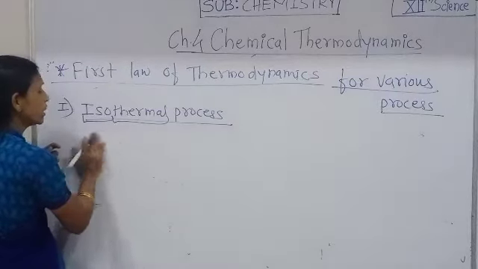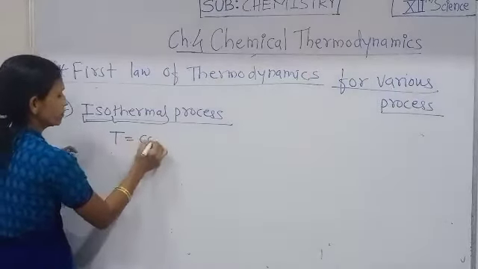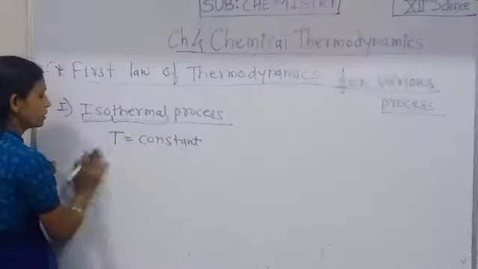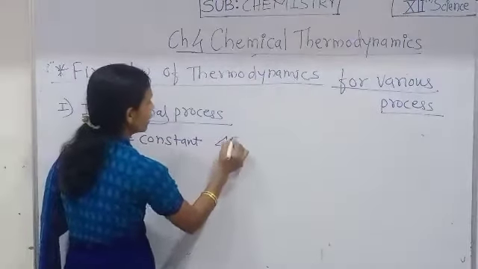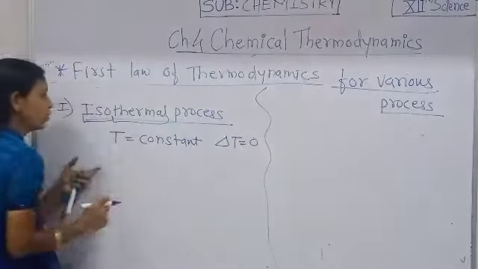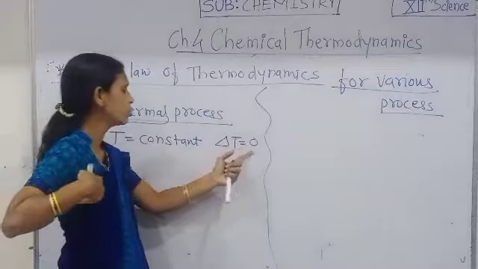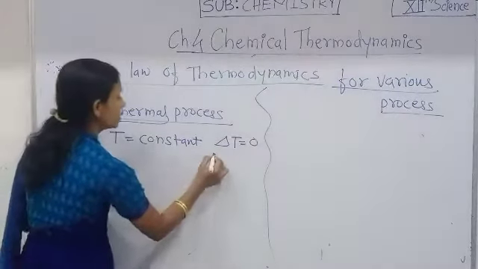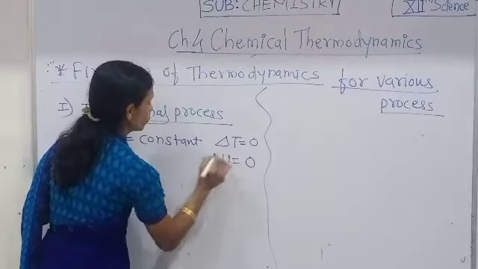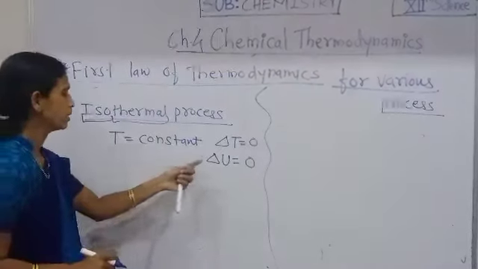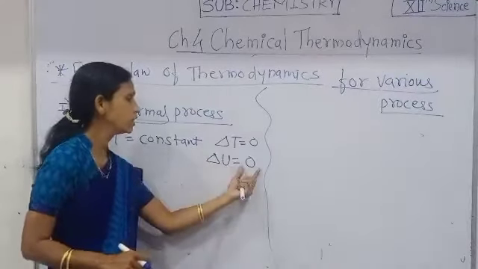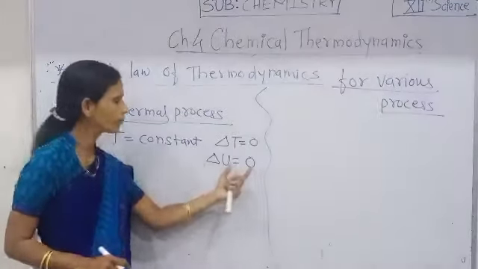In isothermal process, T remains constant. That is, the temperature of the system remains constant and therefore delta T is 0. And whenever delta T is 0, then delta U is also 0. That means here the change in internal energy is always 0.